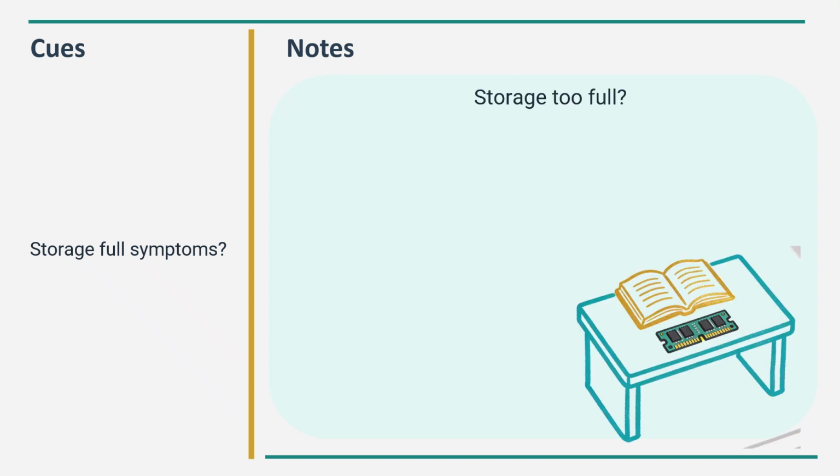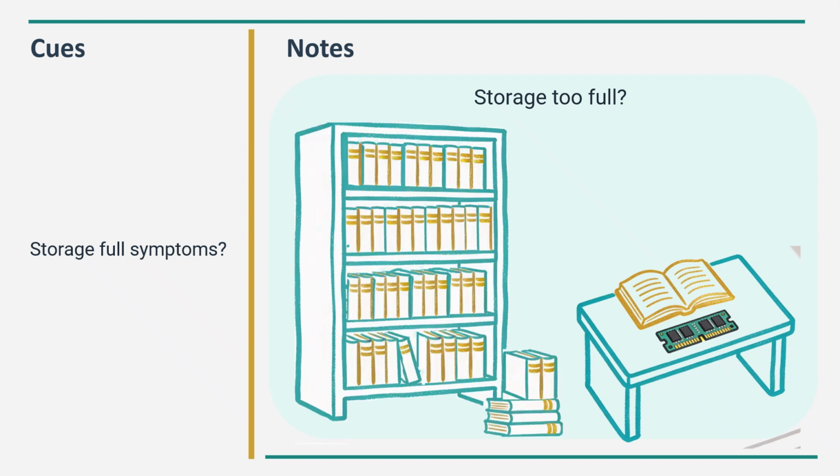Now imagine your desk is fine, but your bookshelf is jam-packed. There's no space for new books or notes. You have to throw things away or buy another cabinet. This is like a hard drive or SSD that's almost full. And the symptoms you see will include can't save files, your system is too slow, and warning messages.